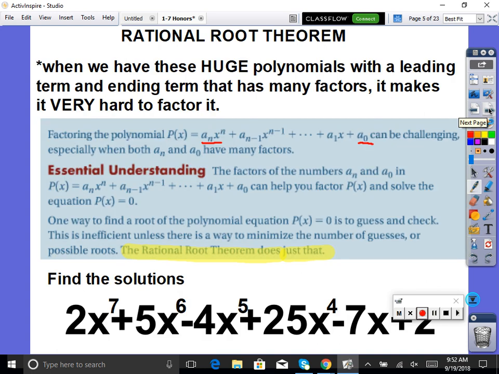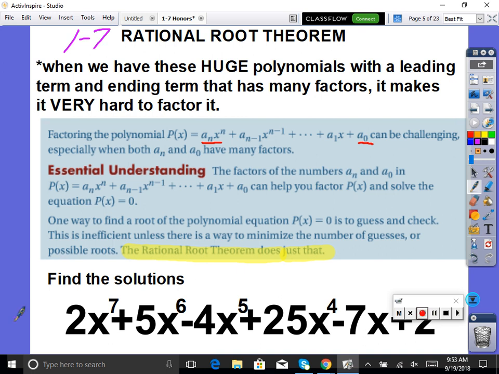Now we can start learning the rational root theorem. Okay, so this is 1-7. Alright, so now here's the thing, guys. We're going to have polynomials that don't factor, and they're big, huge, and nasty. So it says, when we have huge polynomials with a leading term and an ending term that have a ton of factors, it makes it very hard to factor.